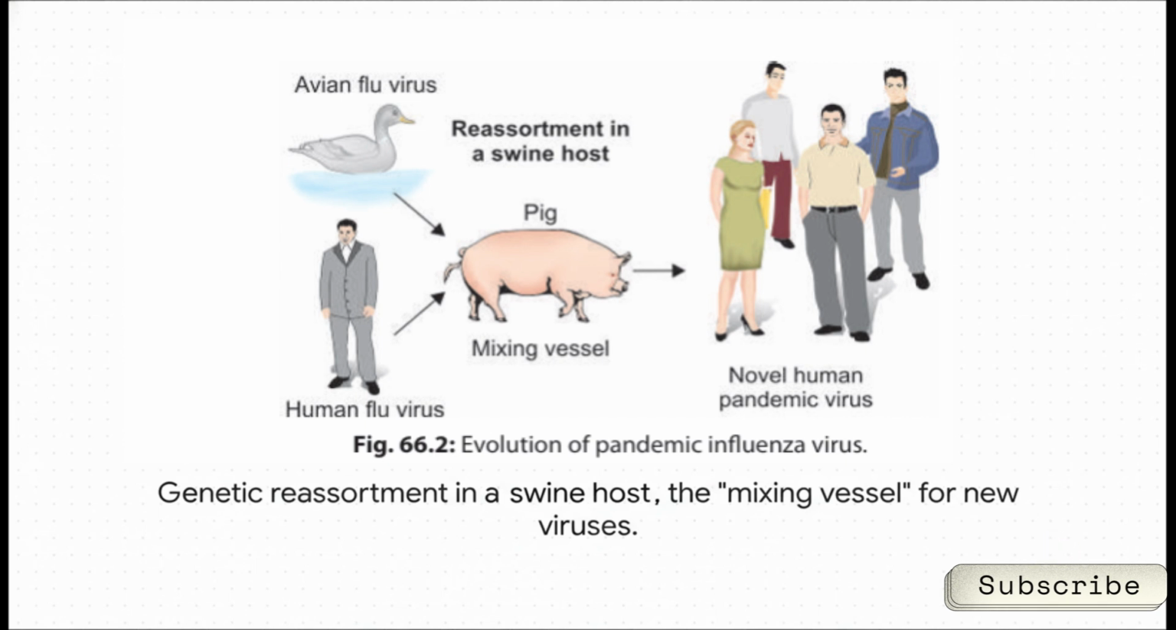Look, you've got a pig. We call it the mixing vessel, and you'll see why in a second. So this pig gets infected with a human flu virus and an avian or bird flu virus at the same time. Inside that pig's cells, those segmented genomes we talked about, well, they get all mixed up and shuffled around. It's like a genetic lottery. And what comes out is a brand new Frankenstein-style hybrid virus that could potentially spark a human pandemic.